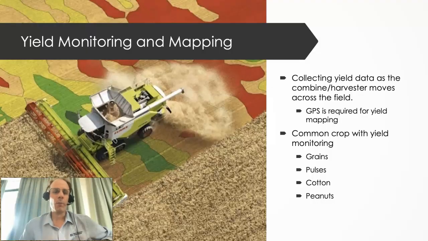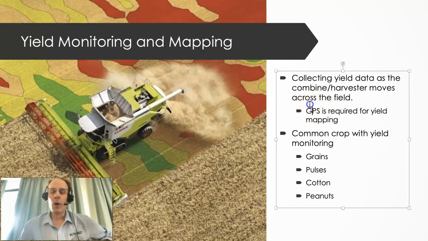Yield monitoring is using instruments on the grain combine or harvester to collect yield data as the combine or harvester moves across or through the field. In order to monitor yield, we don't need a GPS, but in order to be able to create maps, we will need a GPS so that we know where we are in the field.